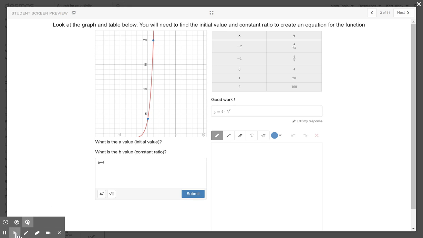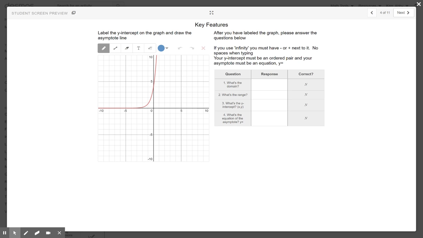Now for the next graph, it's honestly the same, but now it's asking you the key features. How far left does your graph go? How far right does it go? It goes all the way to the left. It never ends, so we call that negative infinity. How far right does it go? It goes to positive infinity.